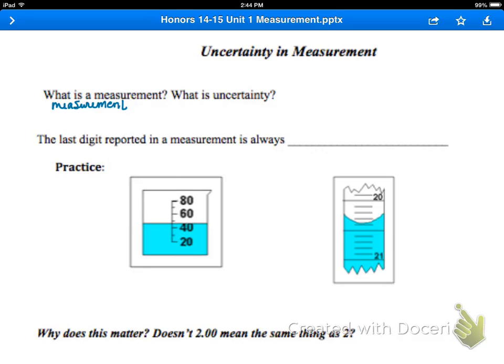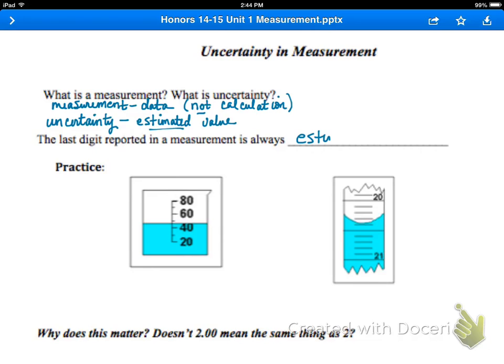All right, so let's talk about what is measurement and what is uncertainty. Measurement is the data. It is never the calculated value. So when we put together a data table, we only want the facts of the experiment. The facts are those things that we measure or those things that we observe with our senses. They are never calculated values. And the uncertainty is the estimated value.